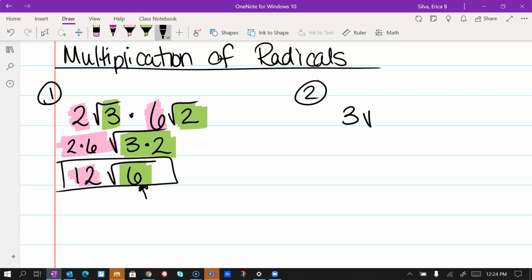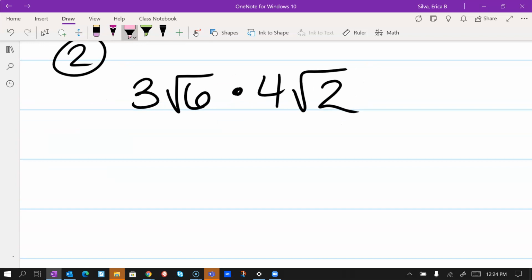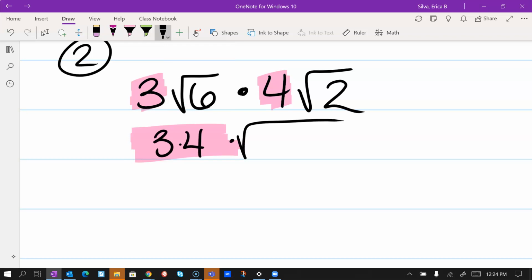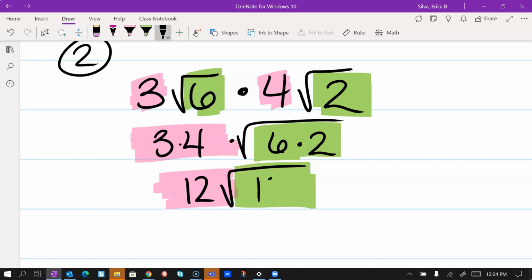We have 3 times the square root of 6 times 4 square root of 2. So again, we look at the numbers or the coefficients of the radical, 3 and 4. We're going to multiply those together. And then we're going to get the numbers inside the radical, 6 times 2, and multiply those together. And we get 12 times square root of 12.